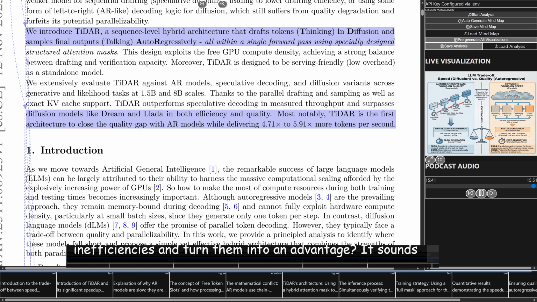It sounds like the system optimization researchers have a new, incredibly efficient target to aim for. That's all the time we have for this deep dive into TiDAR. We hope you feel thoroughly informed.